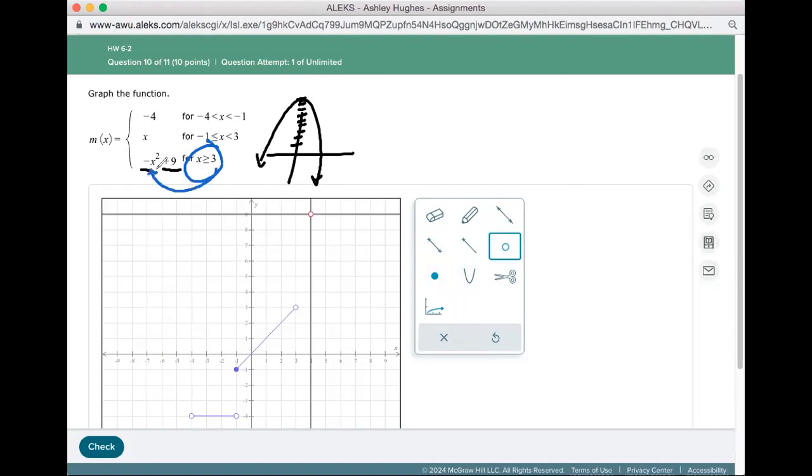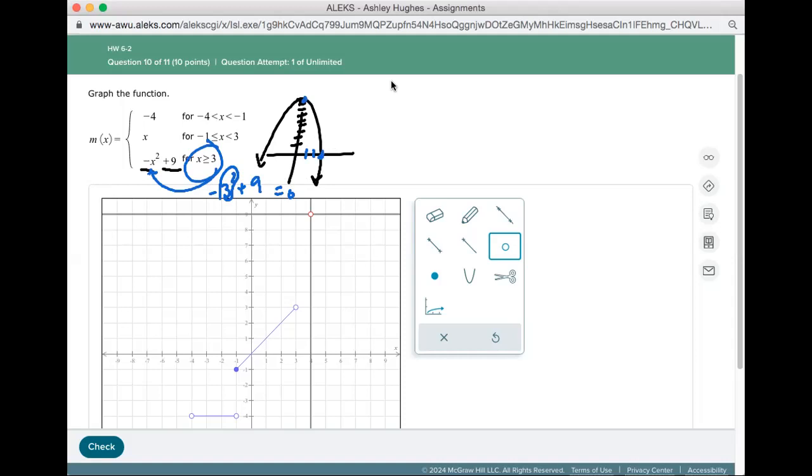So if I'm to plug in 3 here, -3 squared plus 9 gives us this order of operations. You would do this first and then multiply times the -1. So it would be -9 plus 9, which is 0. So I know at 3, it should be at 0. So basically you're wanting to use these 2 points to graph your parabola.